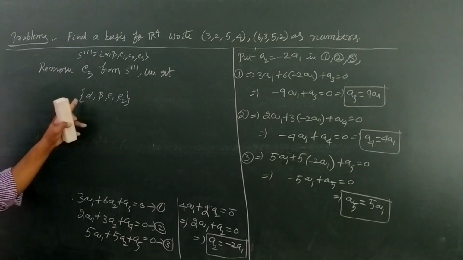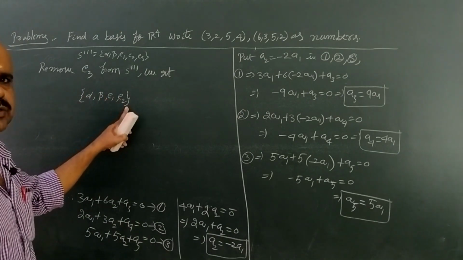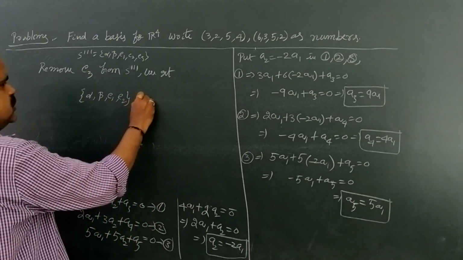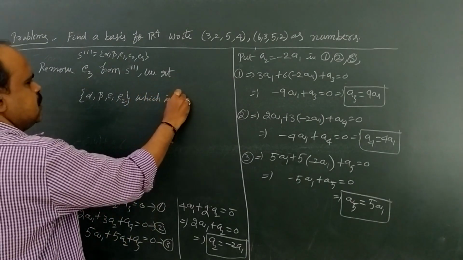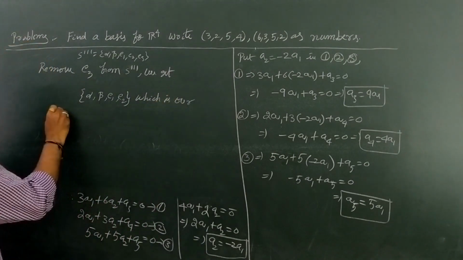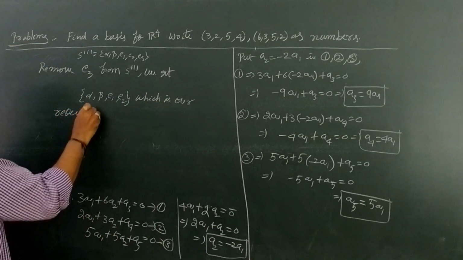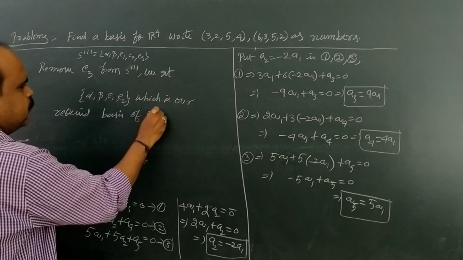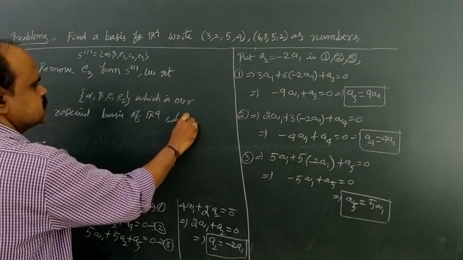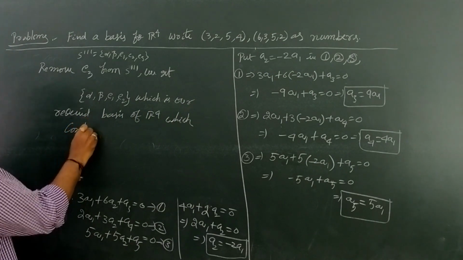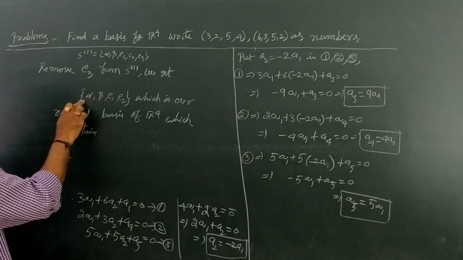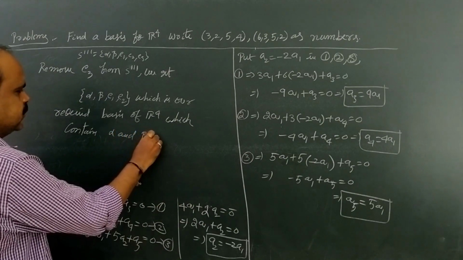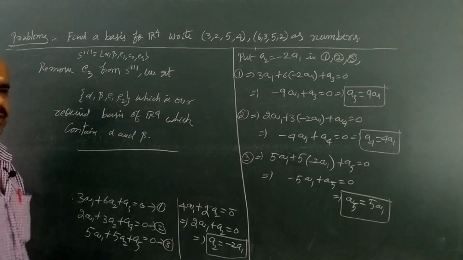So this set containing 4 vectors is clearly a basis of R power 4, which is our required basis of R power 4 that contains the vectors alpha and beta. This is the end of the problem.